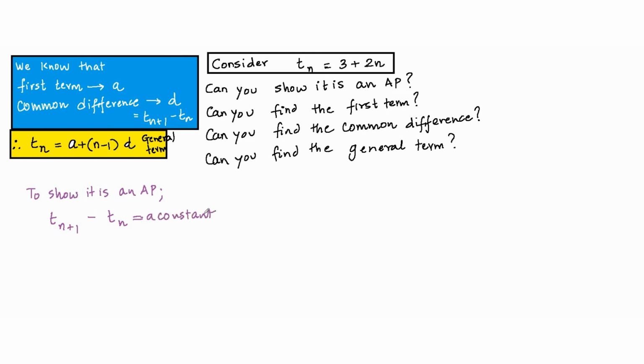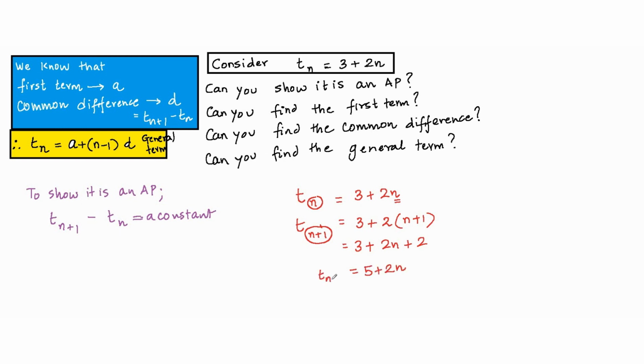So the difference between any two consecutive terms should be shown as a constant. It is given to me that Tn is 3 plus 2n. So if I want to find Tn plus 1, I'm substituting the value of n by n plus 1. I'll have to substitute this n as n plus 1. So this becomes 3 plus 2 times n plus 1, and that is equal to 3 plus 2n plus 2, which is equal to 5 plus 2n.